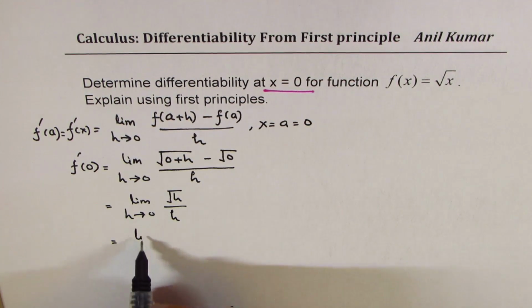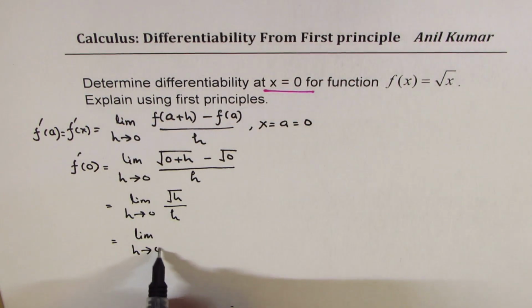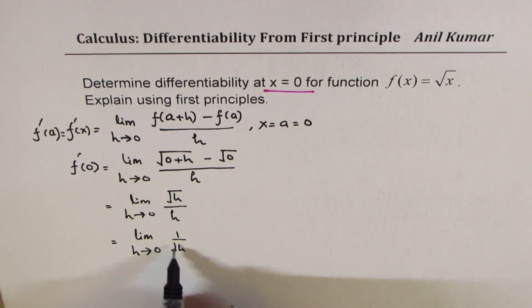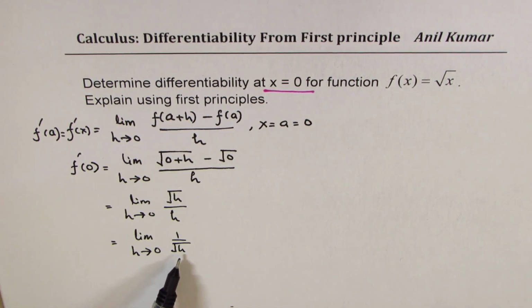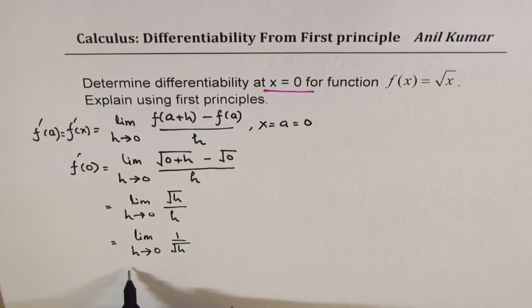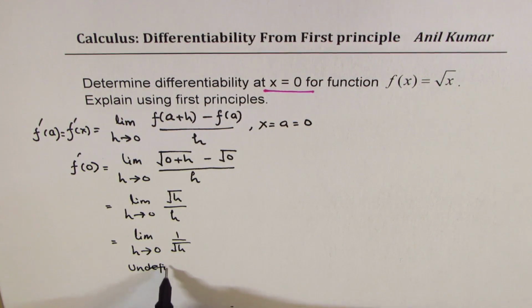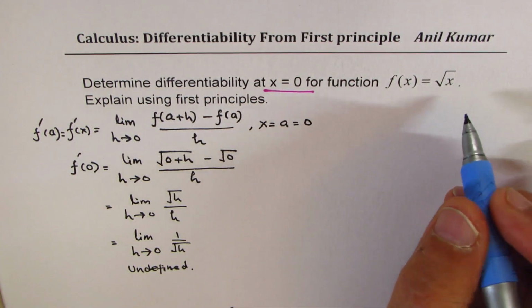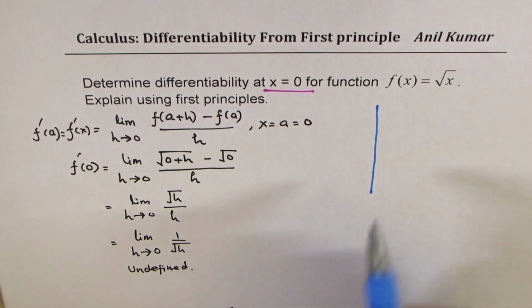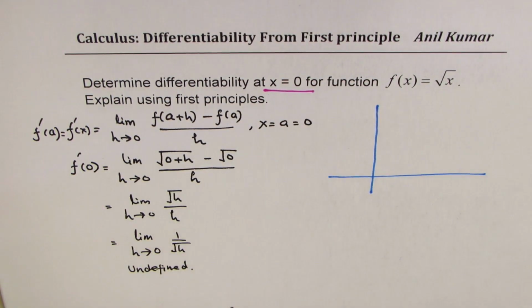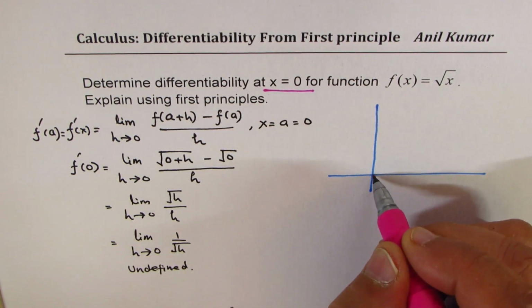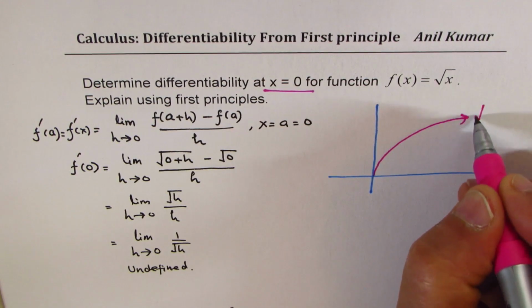Or we get limit h approaches 0 of 1 over square root h. Now since h is in the denominator, if I write 0 here, we get undefined. So that is one way of showing it. You should also understand why it is not existing. The limit does not really exist. Let me show you with the help of the graph itself. The graph of the function square root x is kind of like this. This is square root x, right?